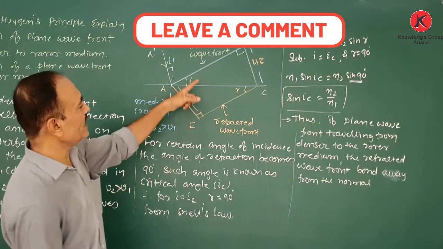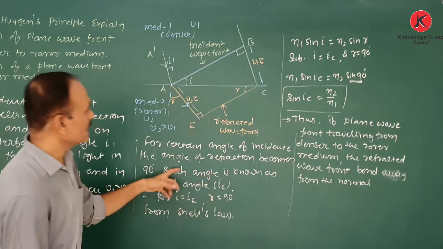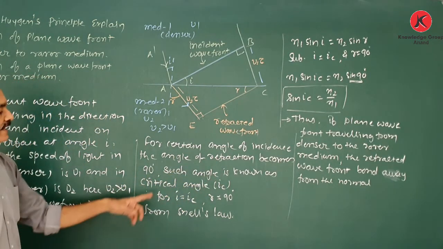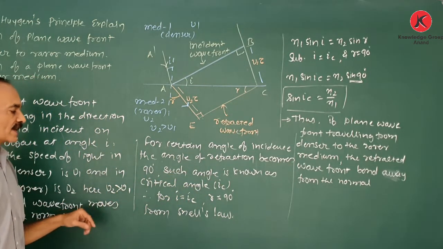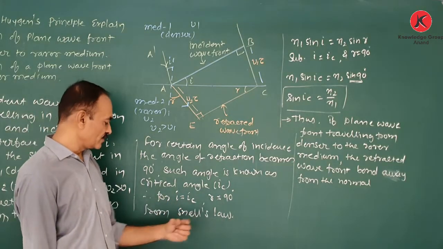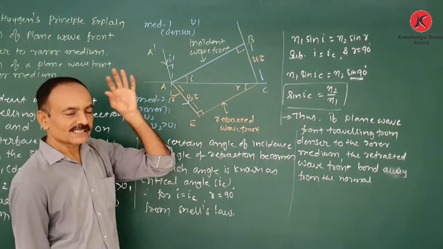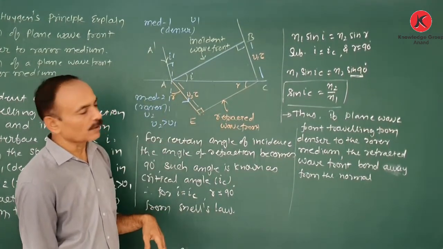Therefore, for a certain angle of incidence, the angle of refraction becomes 90, and this angle of incidence is known as the critical angle. Therefore, the condition is that when i is equal to iC, r is equal to 90, and using this concept in Snell's law, we obtain sin iC is equal to n2 upon n1.